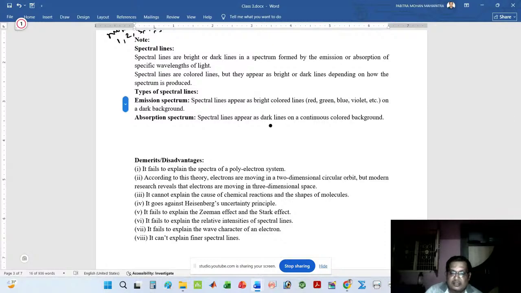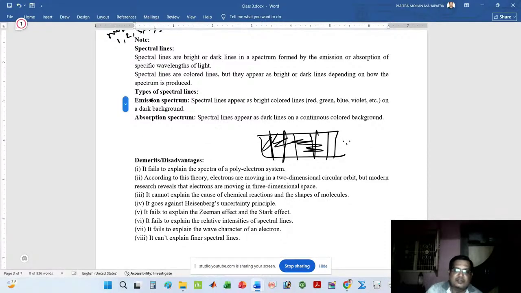Later, in the upcoming class, I will explain. This is a pattern. These are all black. Here a red, blue, violet, green. Such types of lines will form in the spectrum. So wait for this. For this class, only remember this.